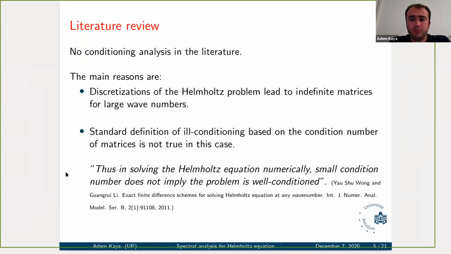And in literature, to the best of my knowledge, there is no conditioning analysis. And the main reasons are, first, discretizations of the Helmholtz problem lead to indefinite matrices for large wave numbers. And in this case, it is difficult to observe the near zero eigenvalues. And the second problem, the standard definition of conditioning based on the condition number of matrices is not true in this case. In this article, the authors say that thus, in solving the Helmholtz equation numerically, small condition number does not imply the problem is well conditioned.